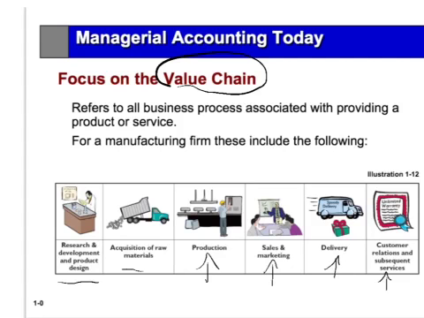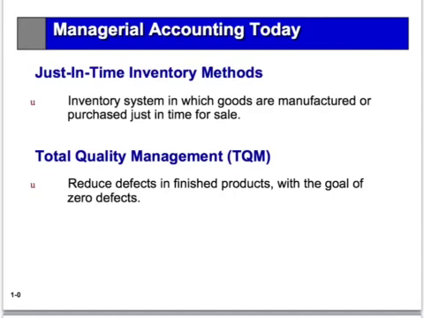So here you have different functions, all thought of as a chain. They're all connected. They're all operated by different managers. All these different managers need information in order to manage, and therefore managerial accounting is about providing them with reports on research and development, on production, on selling, on delivery, and everything else. These are managerial reports. Managerial accounting today is a set of management tools that have been designed to help managers.